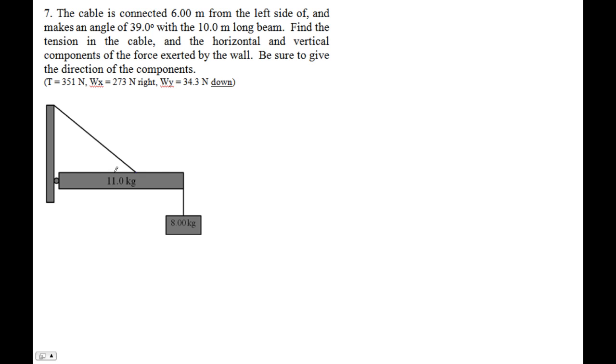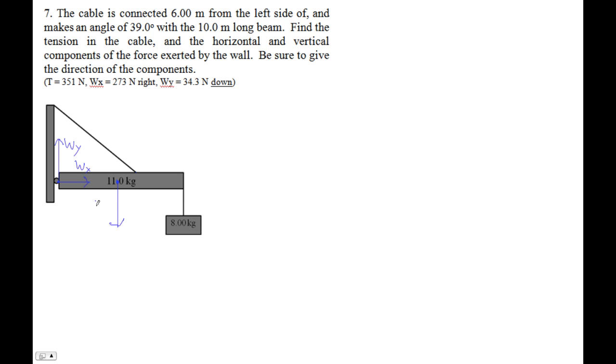So let's draw a picture of all the forces. Okay, I'm going to say that the force of the wall in the y direction is that way. Force of the wall in the x direction is there. We've got the force of gravity acting straight down on the beam, and this acts at the center of the beam, right?